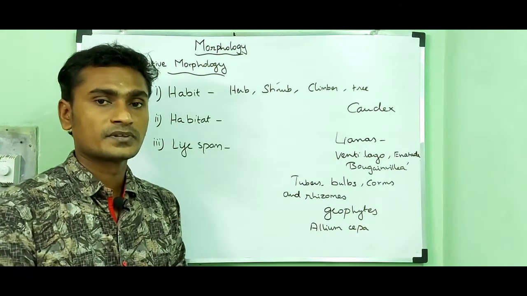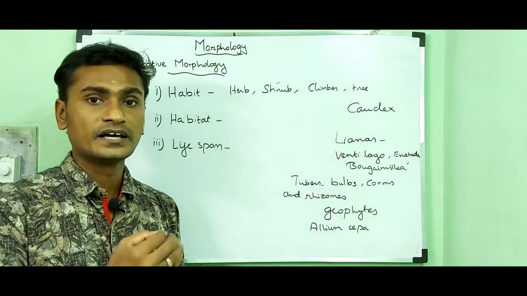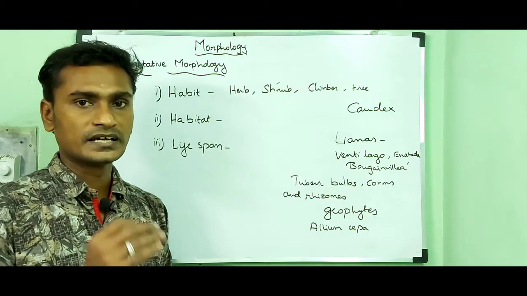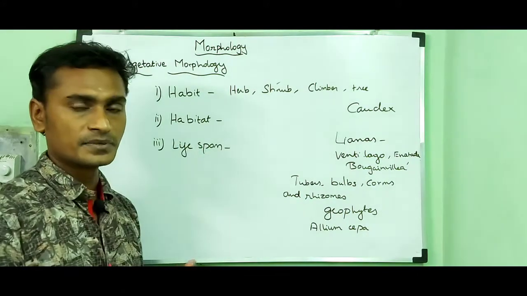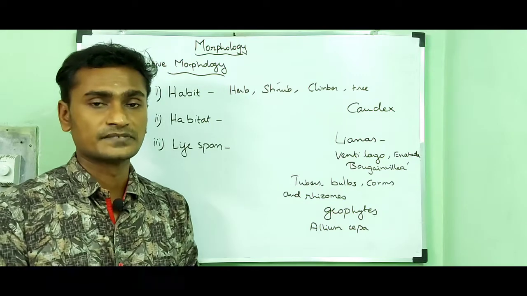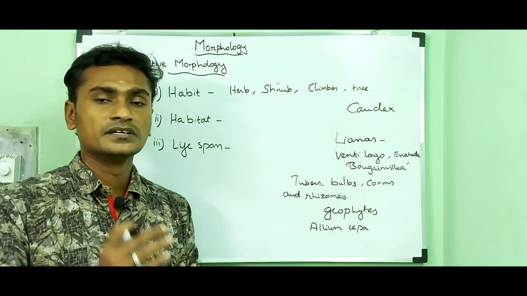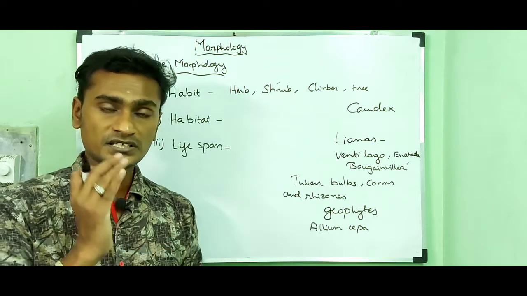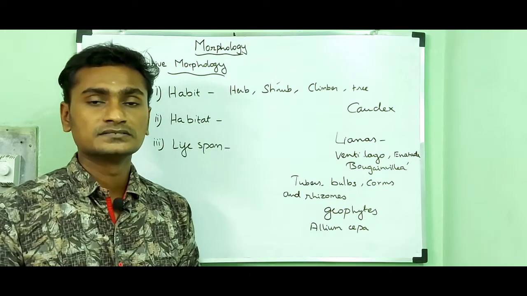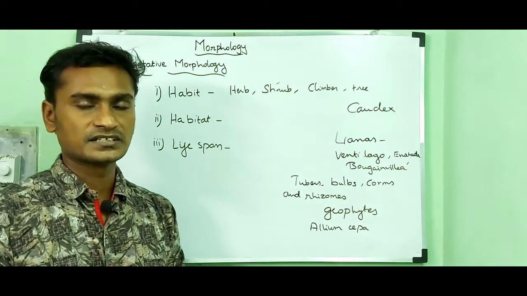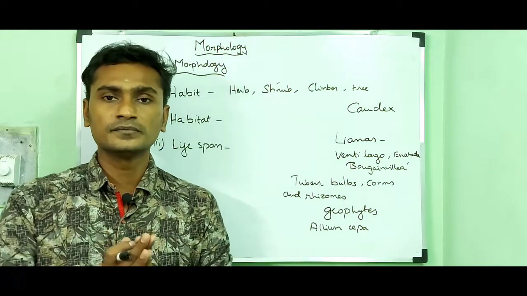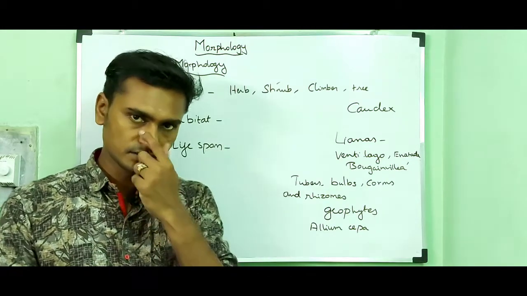Then the next heading, habitat. Habitat means வாழ்விடம். Where they are living. That is called as habitat. So the plant habitat may be aquatic or terrestrial. If the plant lives in the aquatic habitat, they are said to be hydrophytes. If the plant lives on land, the plant is said to be terrestrial. நிலத்துல வாழ்ந்தா terrestrial plant சொல்லுவோம். தண்ணில வாழ்ந்தா hydrophytes இல்ல aquatic plants சொல்லுவோம்.